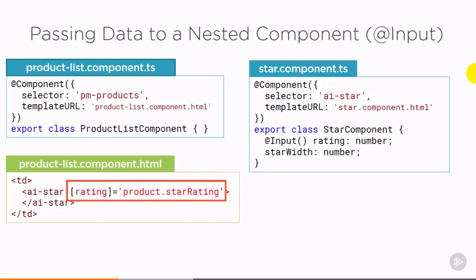When using property binding, we enclose the binding target in square brackets. We set the binding source to the data that the container wants to pass to the nested component. In this example, the product list template passes the product's star rating number. The only time we can specify a nested component's property as a property binding target on the left side of an equals is when that property is decorated with the input decorator. So in this example, the product list template can bind to the rating, but not the star width. Let's give this a try.